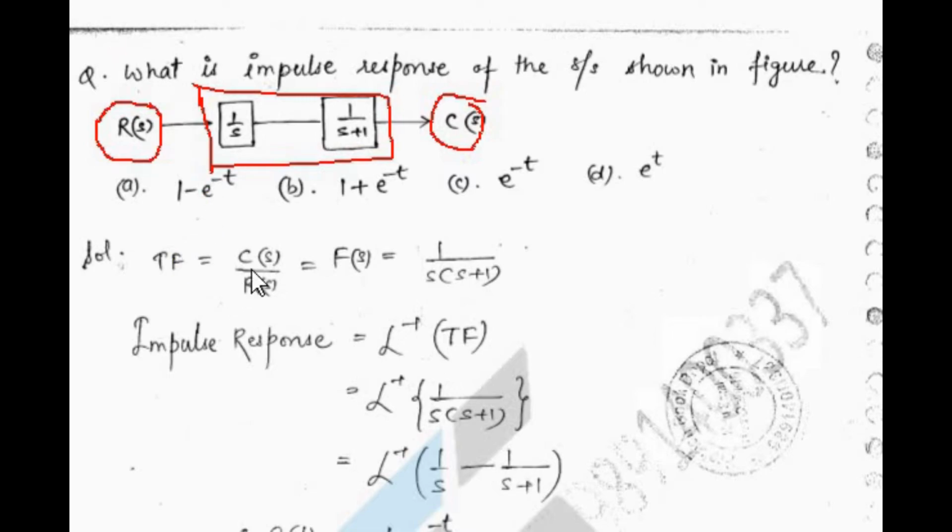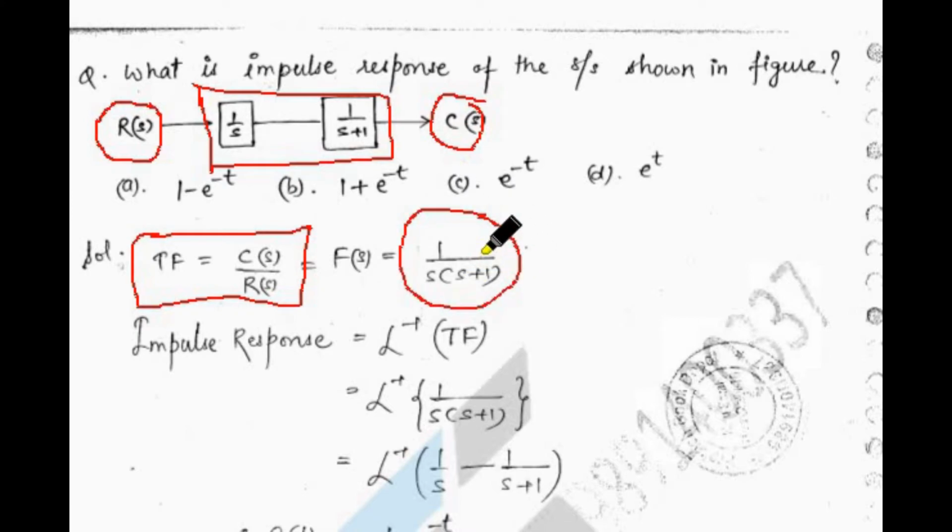If I want a transfer function, in the first class I told you the transfer function is nothing but the Laplace transform of output divided by the Laplace transform of input at initial conditions, meaning all initial conditions should be 0. So I am doing that only. Transfer function is C of s divided by R of s, which is nothing but 1 divided by s into s plus 1, right? So this is much more understanding.